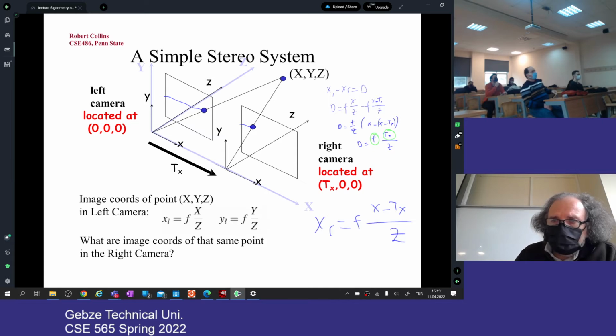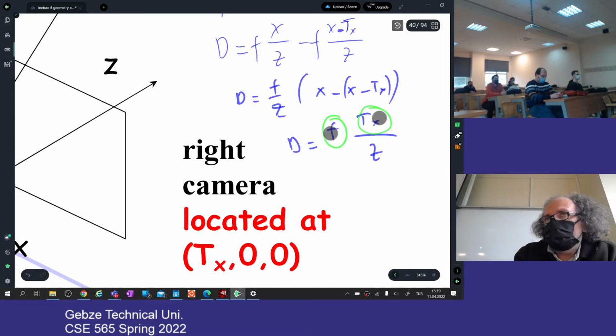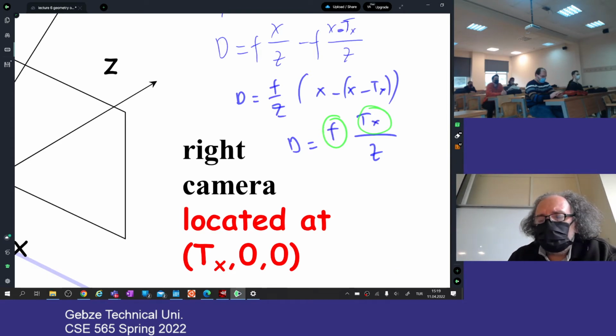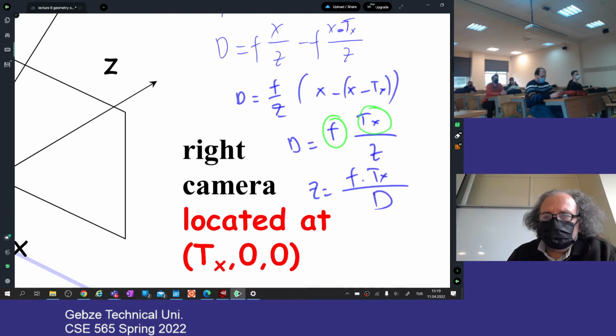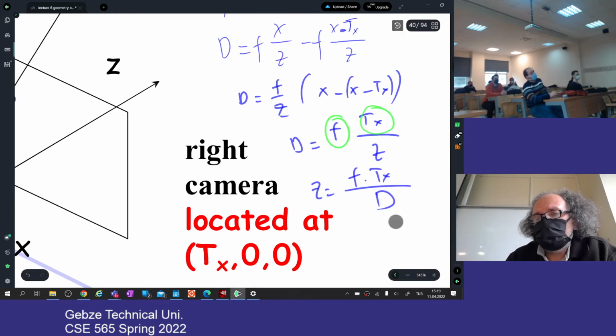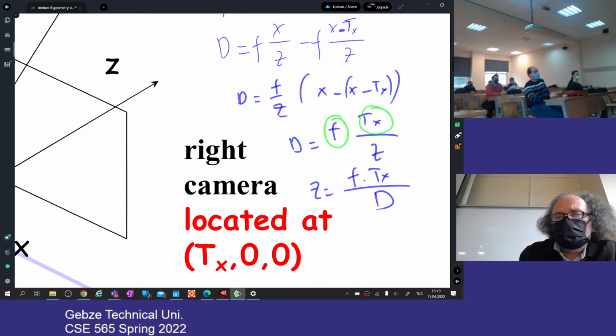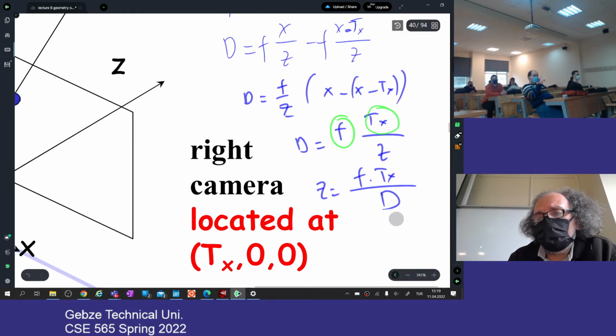If I know this d, and I know these two from the camera calibration, then I know z, right? What is z then in this case? Z is equal to f times tx over d. Let's look at this equation a little bit. If d is large, if disparity is large, z is small. The objects are close to me. If d is small, then z is large.